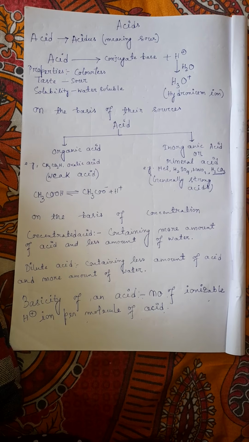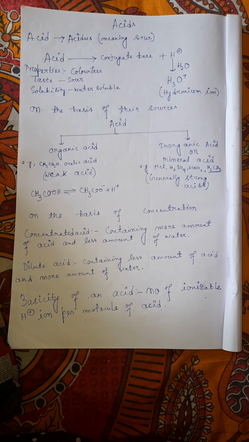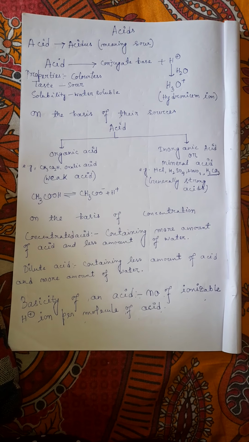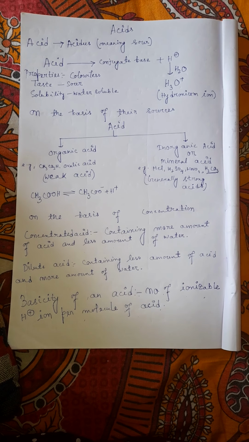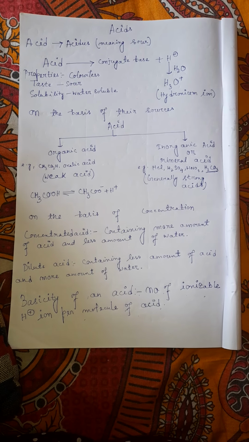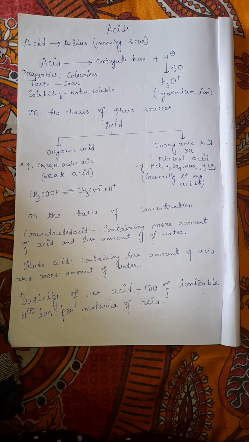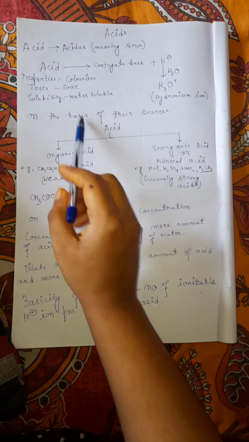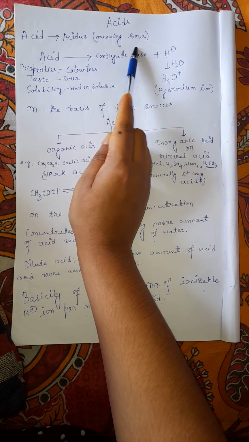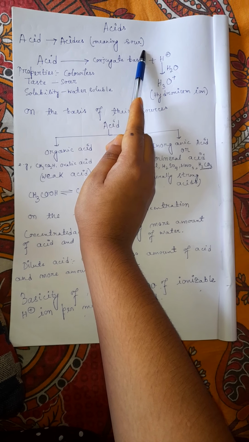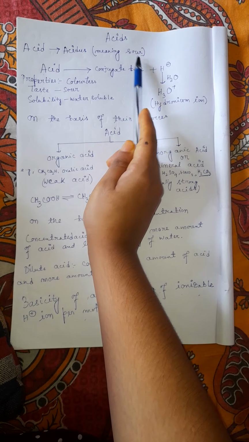My today topic is acids. So in today's class we will learn the definition of an acid, what is the basicity of an acid, how can acid be classified, preparation of acid and the uses of different acids. So first, the word acid came from the Latin word acidus, meaning sour. The fruits and vegetables which taste sour contain acids.